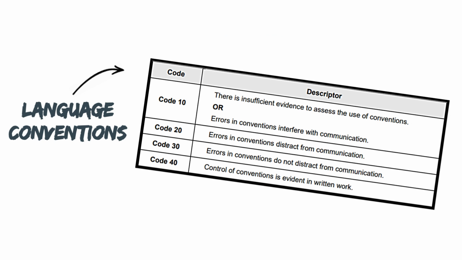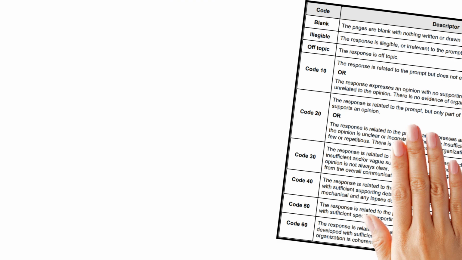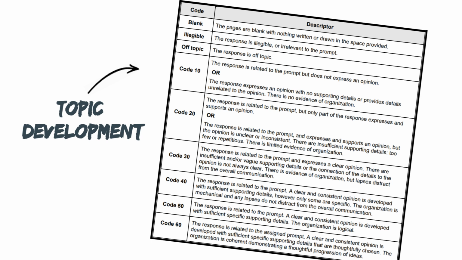The series of paragraphs is scored using two rubrics. The first one is on language conventions, that's spelling and punctuation. The second rubric is on topic development. This rubric looks at how well you organize your ideas.